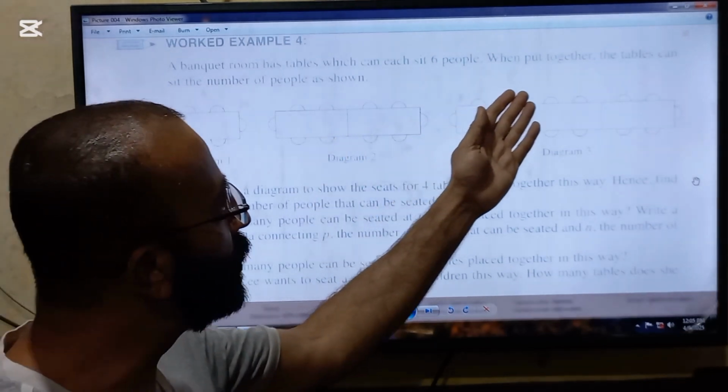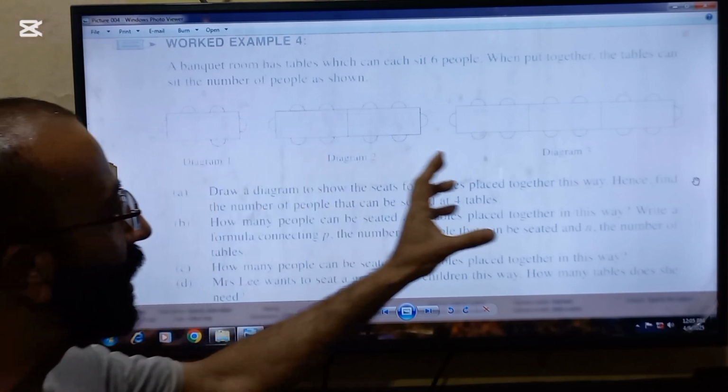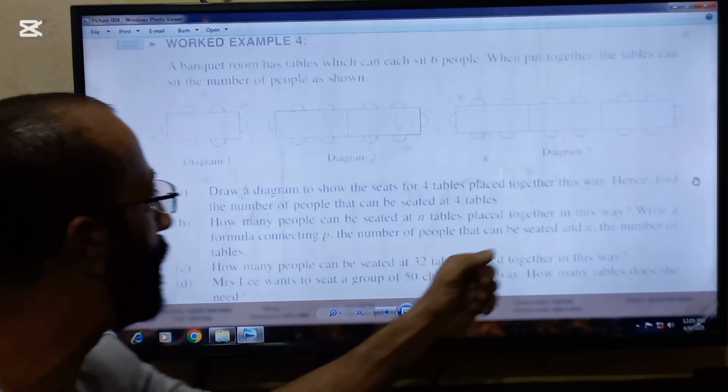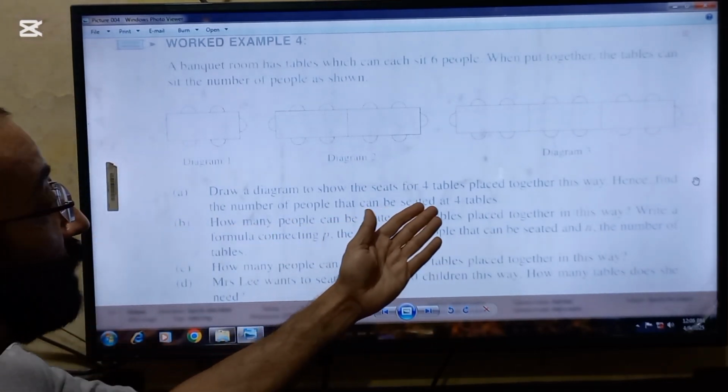So when put together, the tables can seat the number of people as shown. So here 3 diagrams are given. This is 1 table, these are 2 tables, these are 3 tables. So A part is, draw the diagram to show the seats for 4 tables.